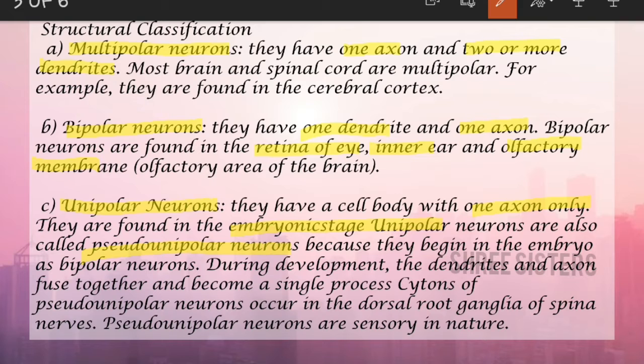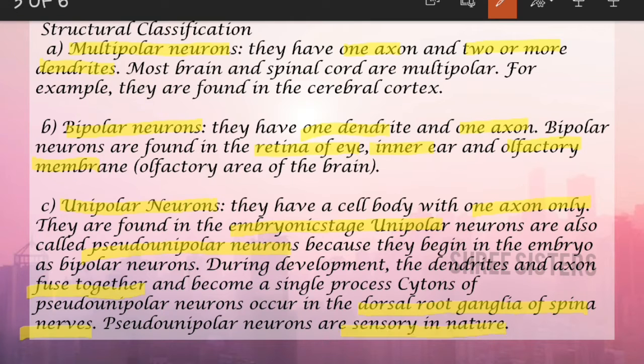They lose the dendrite because of fusion. During development, the dendrite and the axon fuse together. Because of the fusion, they become a single axon, a single cyton, and they become one. They occur in the dorsal root ganglia of spinal nerves. For example, the spinal nerve roots are made up of unipolar neurons, and pseudo unipolar neurons are sensory in nature.